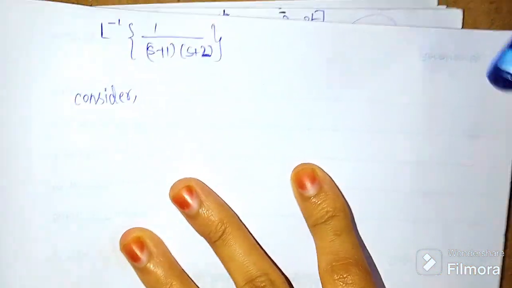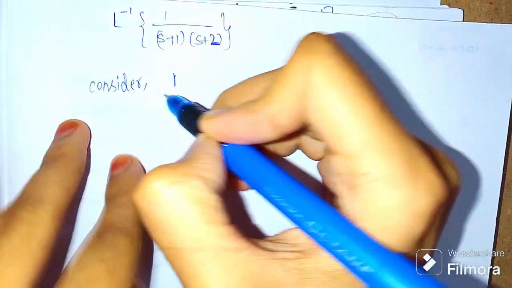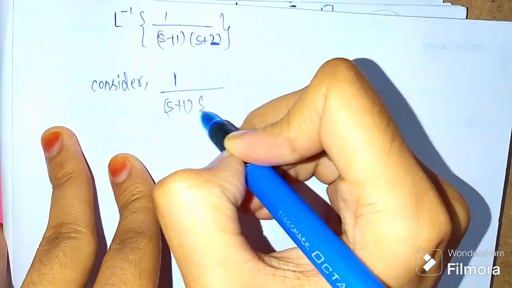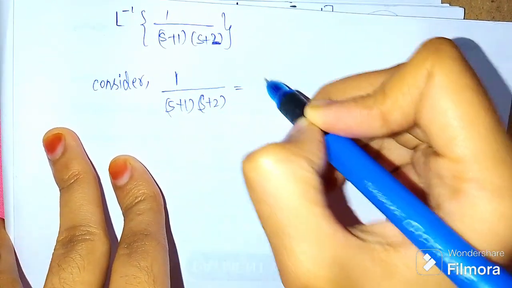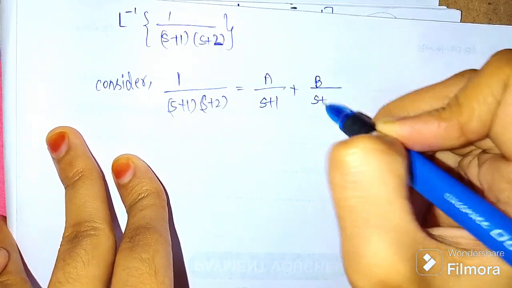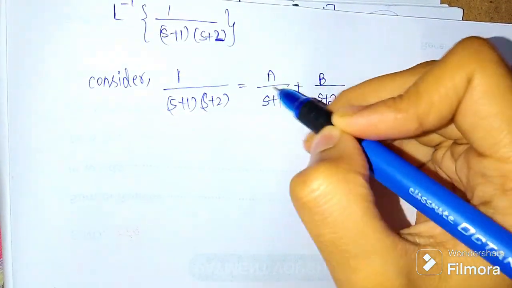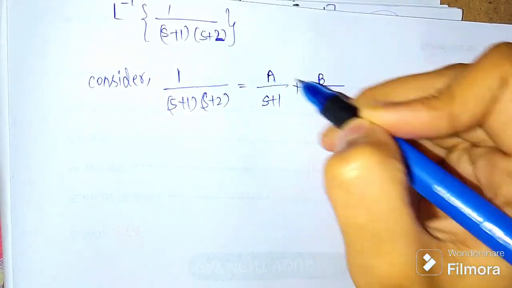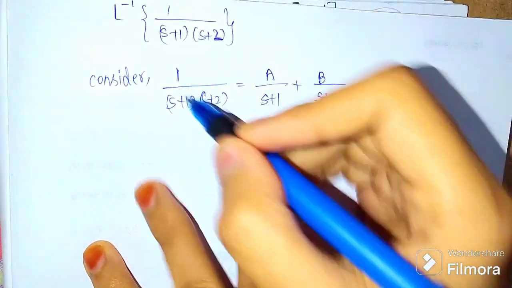If quadratics are there, then we'll take a linear term in the numerator. It works like that. So firstly, 1 by (s plus 1) into (s plus 2) can be written as a by (s plus 1) plus b by (s plus 2). Because these are linears, I'm writing constants a and b. So now we have to solve this.